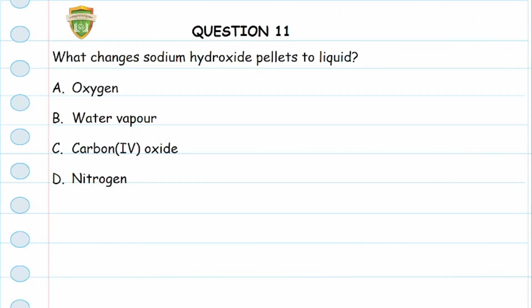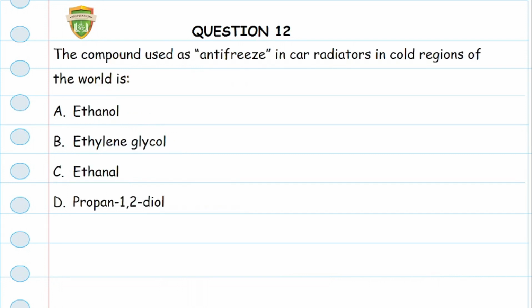Question 11. What changes sodium hydroxide pellets to liquid? Right. Now, one thing you need to know about sodium hydroxide is that it is a deliquescent substance, meaning that it absorbs water, or absorbs moisture from the atmosphere gradually until it becomes a liquid. So, the answer to this question is B, water vapor. So option B.